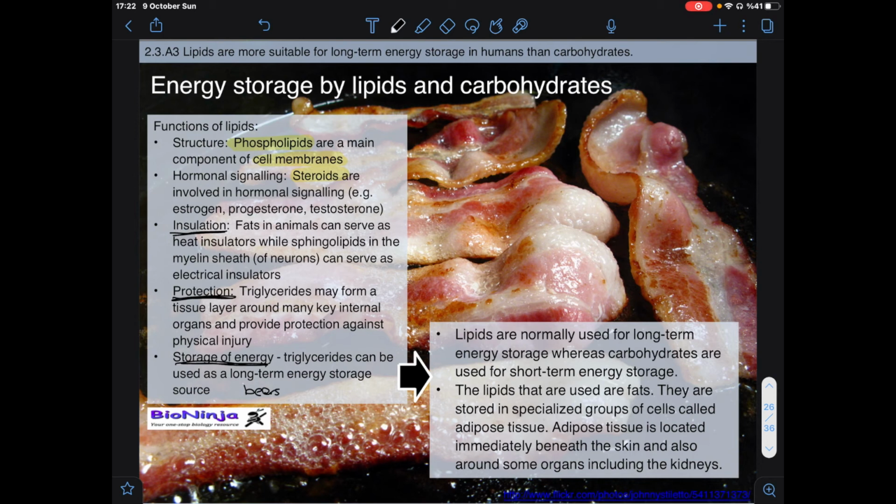However, now let's compare carbohydrates and lipids in terms of energy storage. Lipids are used for long-term energy storage, while carbohydrates are used for short-term energy storage. This is because lipids contain more energy while carbohydrates have less. The lipids in our body are stored in the adipose tissue, which is located beneath our skin and around some organs, such as our kidney.